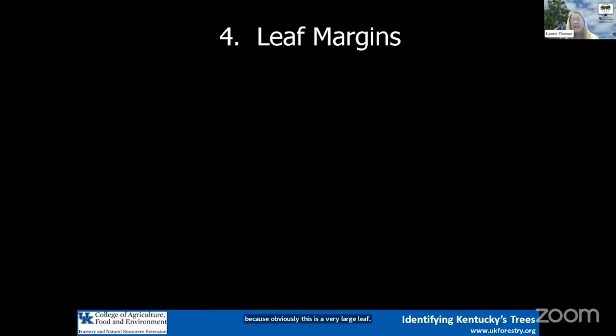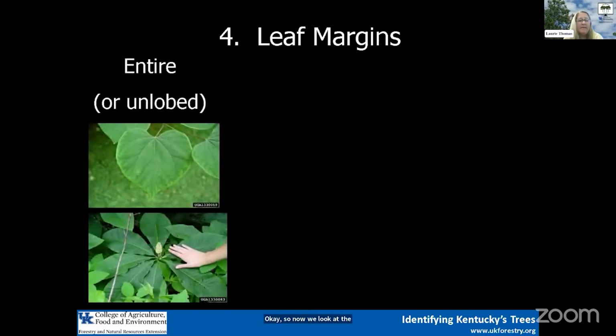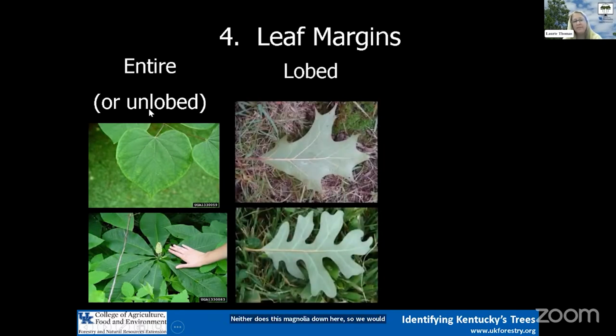Okay, so now we look at the leaf margin, and that's just the edge of the leaf. So we can have unlobed or entire leaves. Lobes mean indentations in it. And this one up here has no indentations. It doesn't have any prickles or any teeth along the edges. Neither does this magnolia down here. So we would have an entire, unlobed leaf.